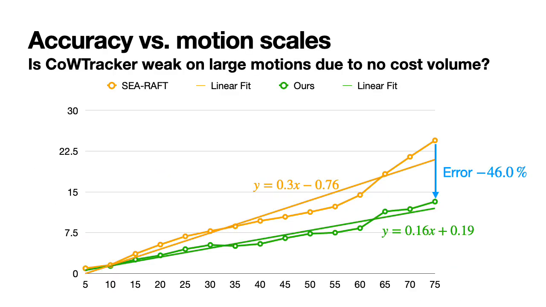A natural question is whether removing cost volumes hurts large motion tracking. To test this, we plot end-point error against motion magnitude on Sintel and compare to RAFT, a state-of-the-art cost volume-based optical flow model. CoWTracker has lower error across every motion bin, and the error grows more slowly with displacement. Slope 0.16 versus 0.3. At the highest motion bin, we get about 46% lower EPE, showing strong robustness to large motions even without cost volumes.